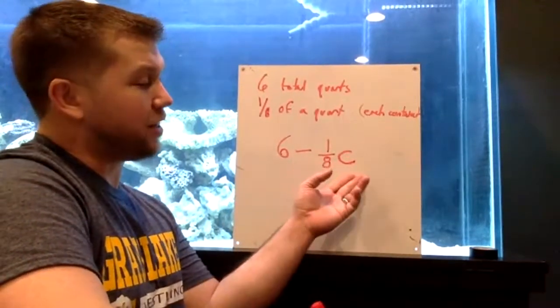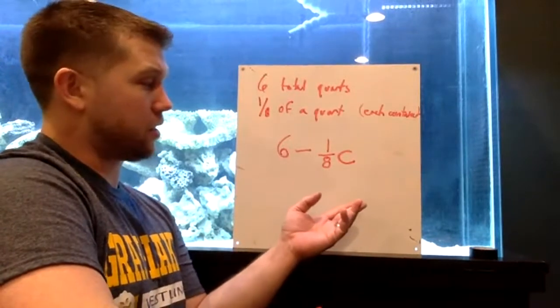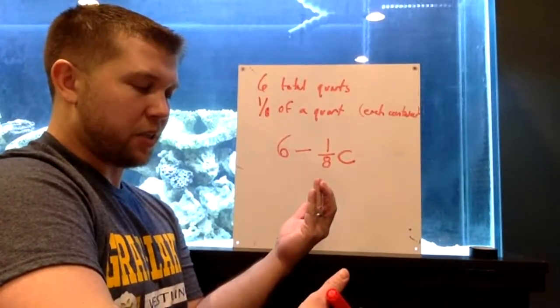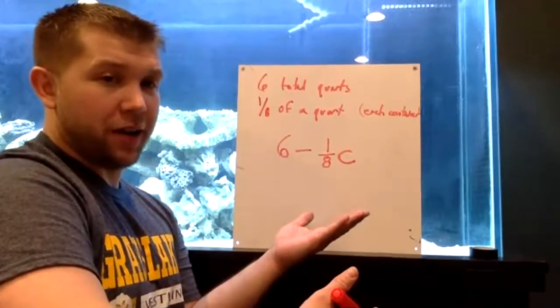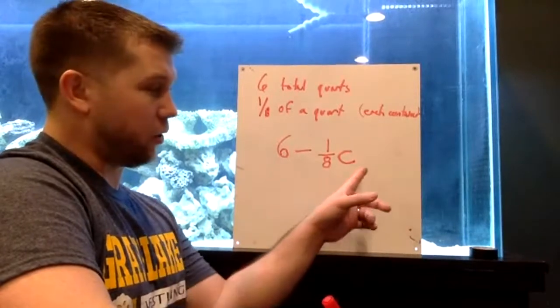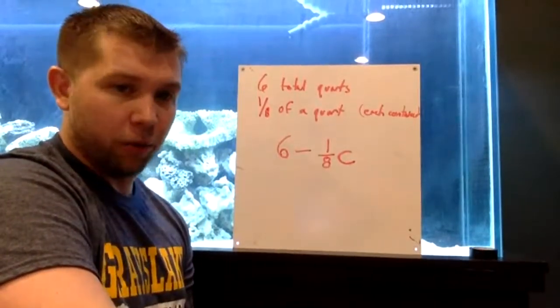So the number of containers is gonna tell us, or sorry, what am I saying? Basically what we're trying to find out is if I have 6 quarts of applesauce, how many containers can I fill up? So that's our independent variable there, is the C.